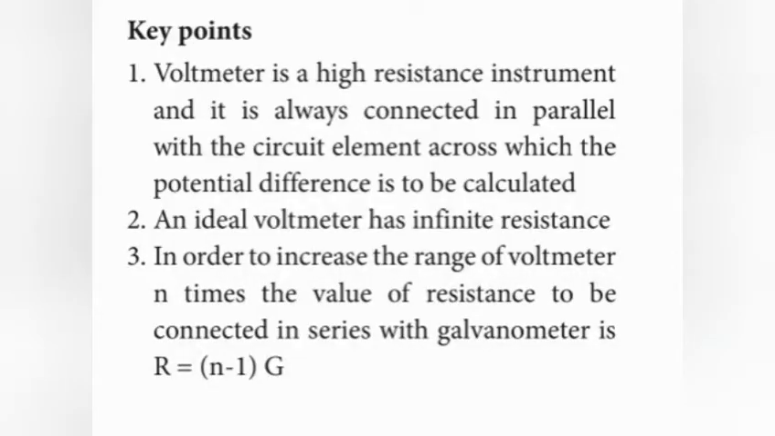Next, some key points under the topic of galvanometer into voltmeter. First point, a voltmeter is a high resistance instrument and it is always connected in parallel with the circuit element across which the potential difference is to be calculated. Second point, an ideal voltmeter has infinite resistance. And third, in order to increase the range of a voltmeter n times, the value of resistance to be connected in series with the galvanometer is equal to (n minus 1) into G.